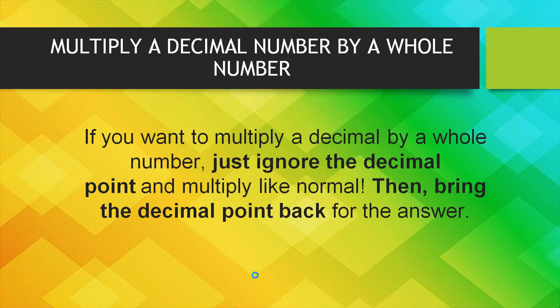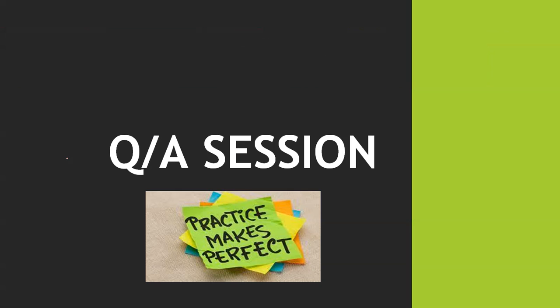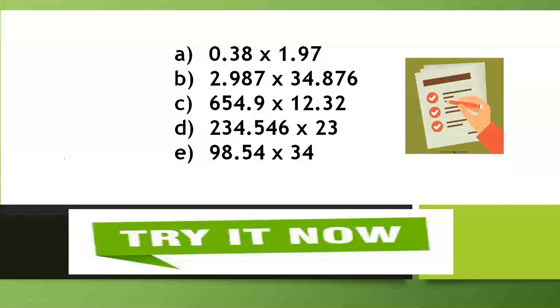What are the rules for it? When we are multiplying a decimal number by a whole number or by a decimal number, if you want to multiply it, just ignore the decimal point and multiply like the normal method. After that, once you have done it, bring the decimal point back in the answer. Let's try it in the question answer session. Practice makes perfect, so let's try it out.